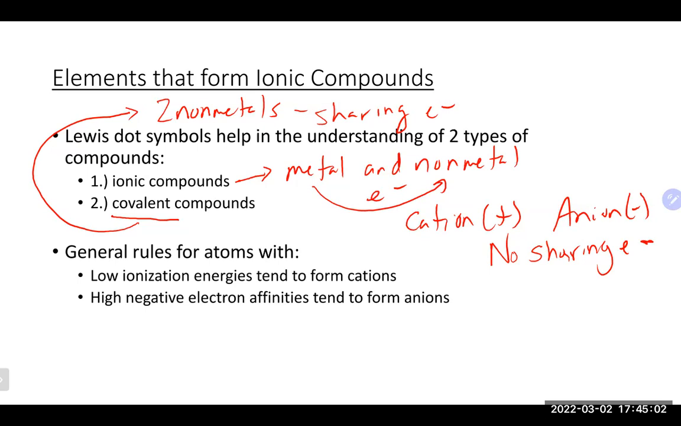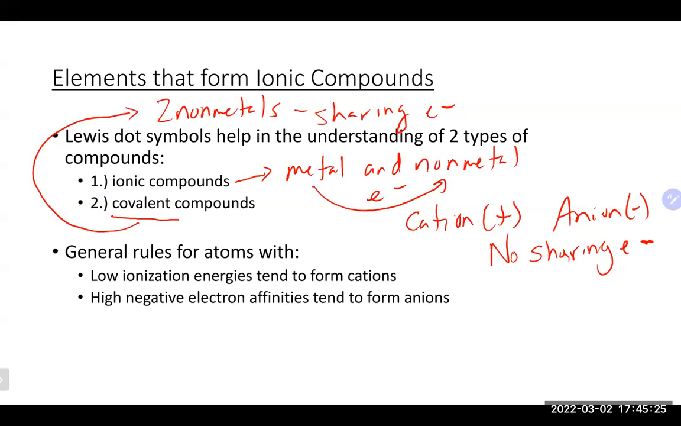Those that have high electron affinities tend to form anions. Electron affinity is basically the energy change, again, that occurs when somebody gains an electron. And that typically on the periodic table increases as you go up and to the right. And that's basically where we find our nonmetals. So as we talked about, that's really what happens between those two types of elements.